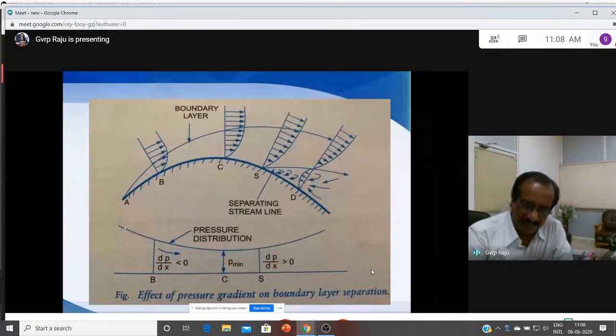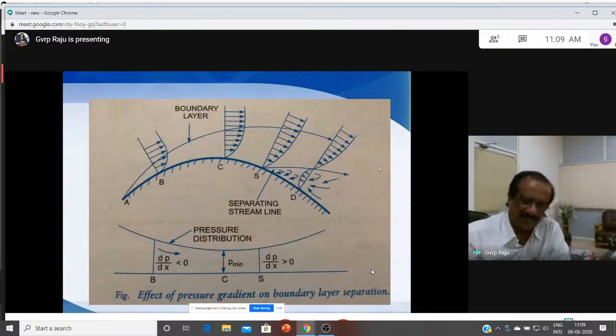decreases from A to C and again increases here. So the pressure gradient is more than 0 in this region, and my discussion pertains to this area. The pressure is increasing. When the pressure is increasing, the velocity decreases. When the velocity decreases, the boundary layer thickness increases here. So I am discussing this region from C to D, and the importance of separation of flow.